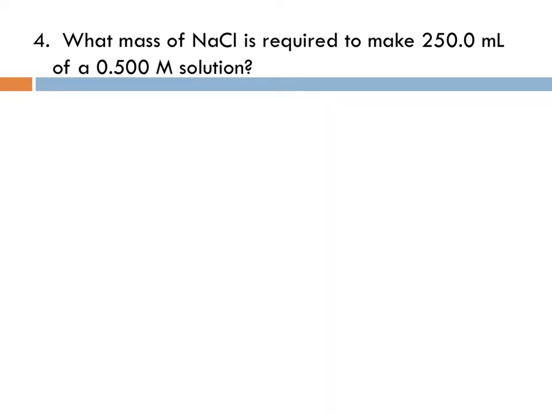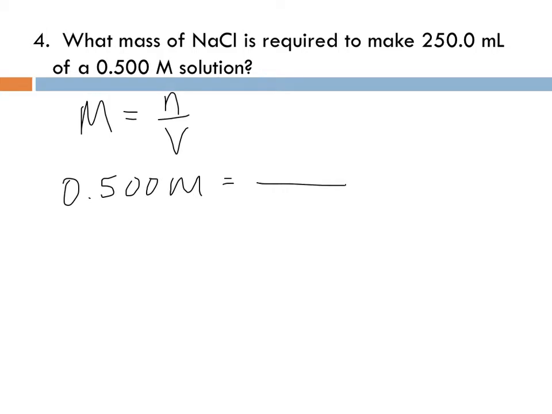And finally, we would like to know what mass of sodium chloride is required to make 250 milliliters of a 0.500 molar solution. So we have our molarity, and we have our volume in milliliters. Volume has to be in liters for molarity, no exceptions. There are 1,000 milliliters in 1 liter. So we're going to take and move our decimal point 3 places to the left.